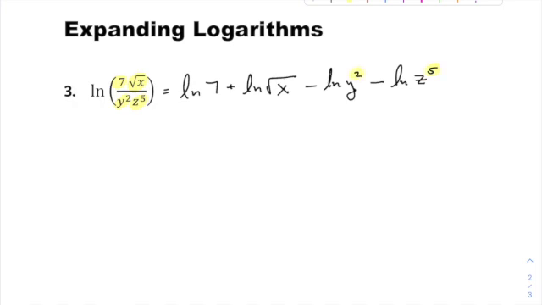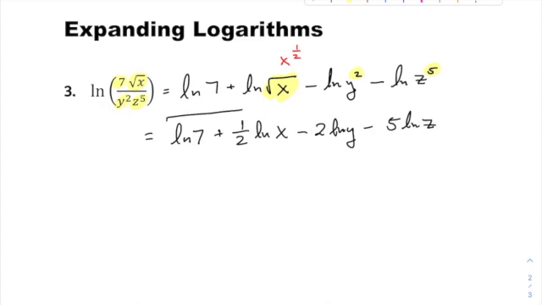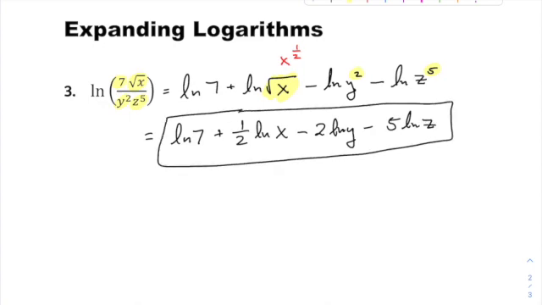One thing you might want to watch out for is this right here, root x. It may not be written with an exponent, but that can be thought of as x to the 1/2. So I want to pull out everything I can. And that really goes for the 7 also. If 7 were a perfect square or a perfect cube or could be expressed as a lower base with an exponent, I would want to pull that out. So you do want to look at everything and pull out anything you can. So with this root x, I can pull out that power of 1/2 and have just 1/2 ln of x, and then minus 2 ln of y minus 5 ln of z. And there we go, completely expanded.